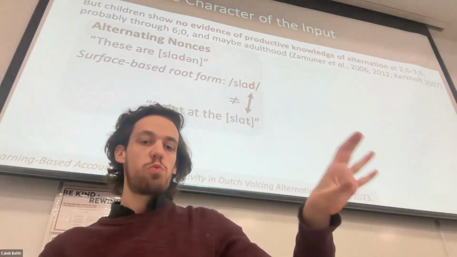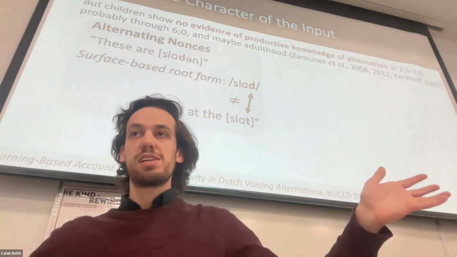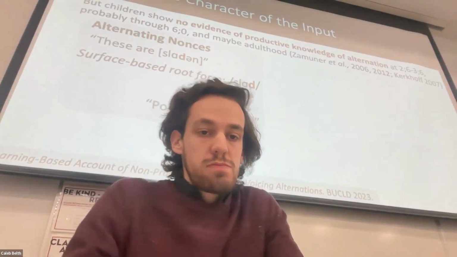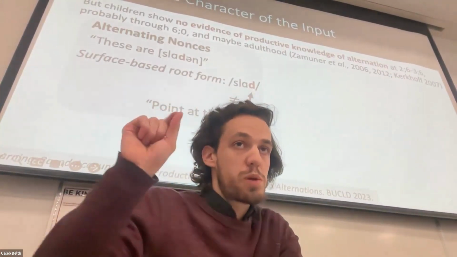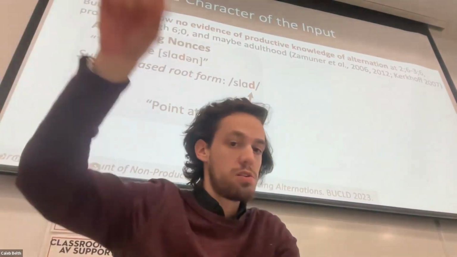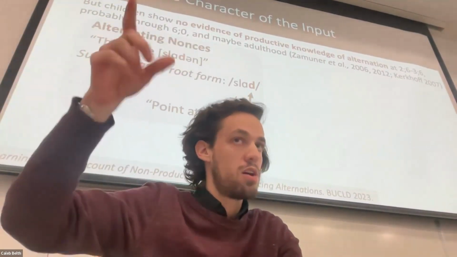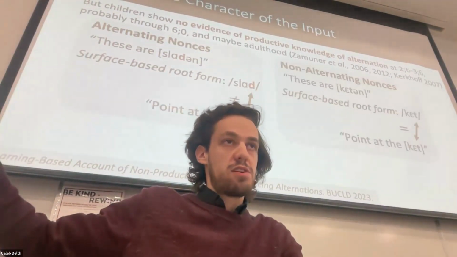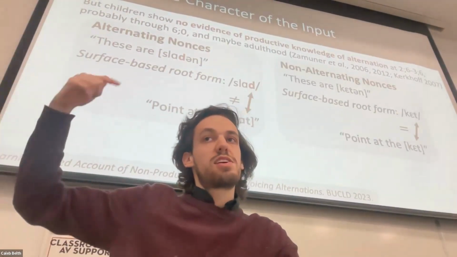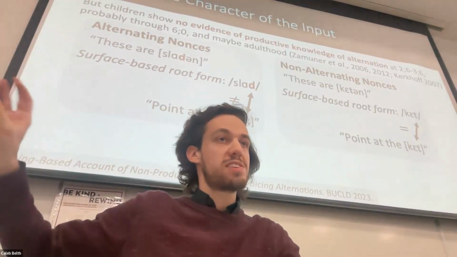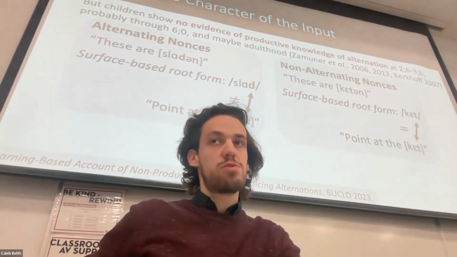And they're asked to sort of, like, where is the slot, or point at the slot, or something like this. They're asked to identify it. So there's a discrepancy between what the experimenter says, slot, and the surface-based root form in the plural for these alternating trials. So there's another set of trials where there are non-alternating nonces. Here the experimenter says these are ketin, where it's not going to alternate, in which case the surface-based root form is ket, and then they're asked to identify the ket.